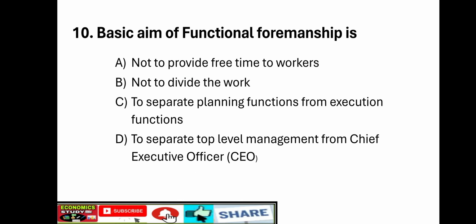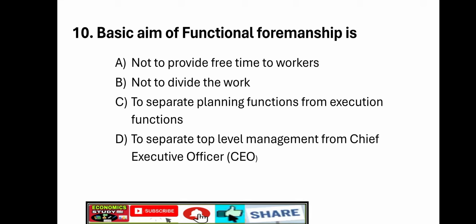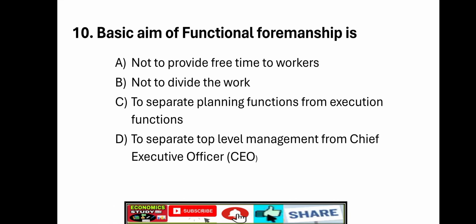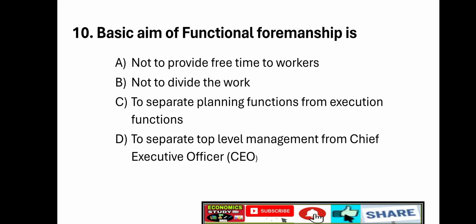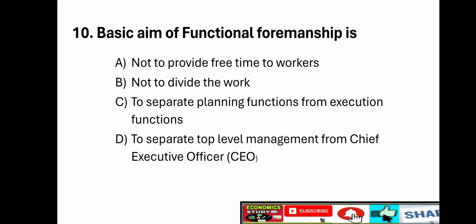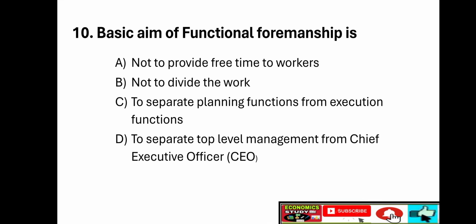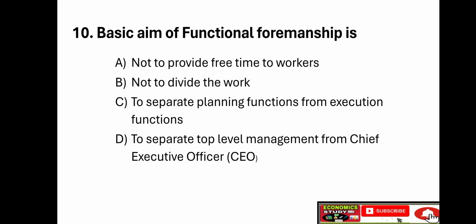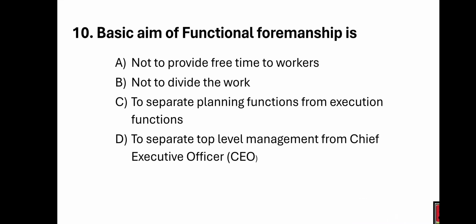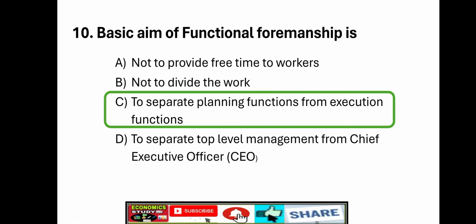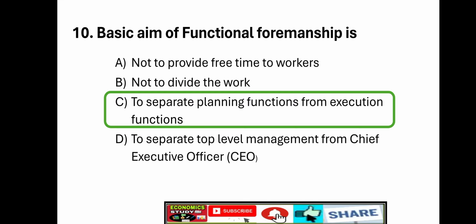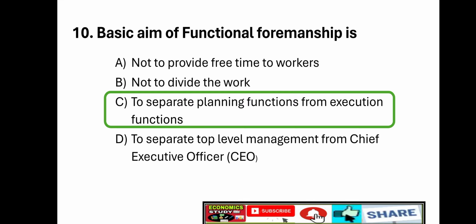Next question, question number 10. Basic aim of functional foremanship is: option A, not to provide free time to workers; option B, not to divide the work; option C, to separate planning functions from execution functions; option D, to separate top level management from chief executive officer. Right answer is option C, to separate planning functions from execution functions.